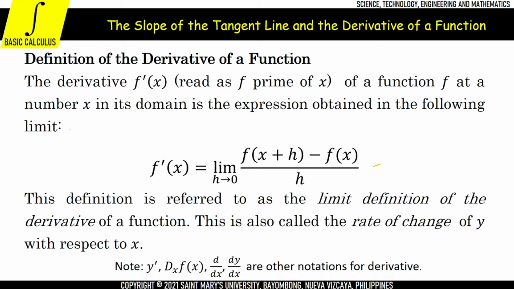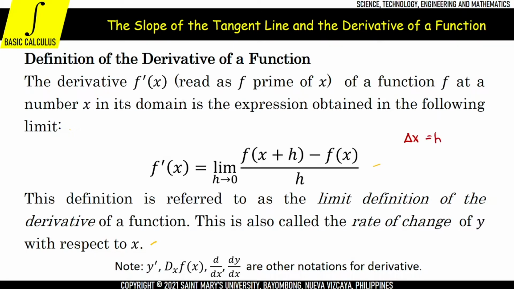Now, this is often referred as the limit definition of derivative. So, pag tinatanong, what is the limit definition? Ito yung sasagot natin. And this is also called the rate of change of y with respect to x. In some other references, instead of h, ang ginagamit nila is delta x. So, delta x here is also the same with h po.